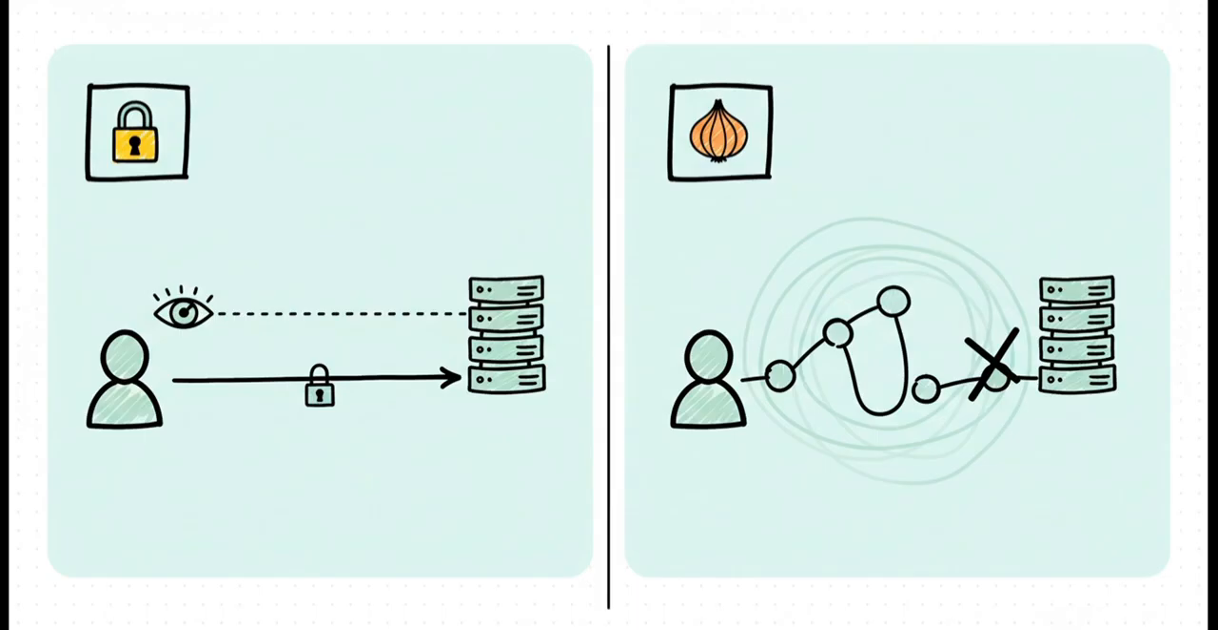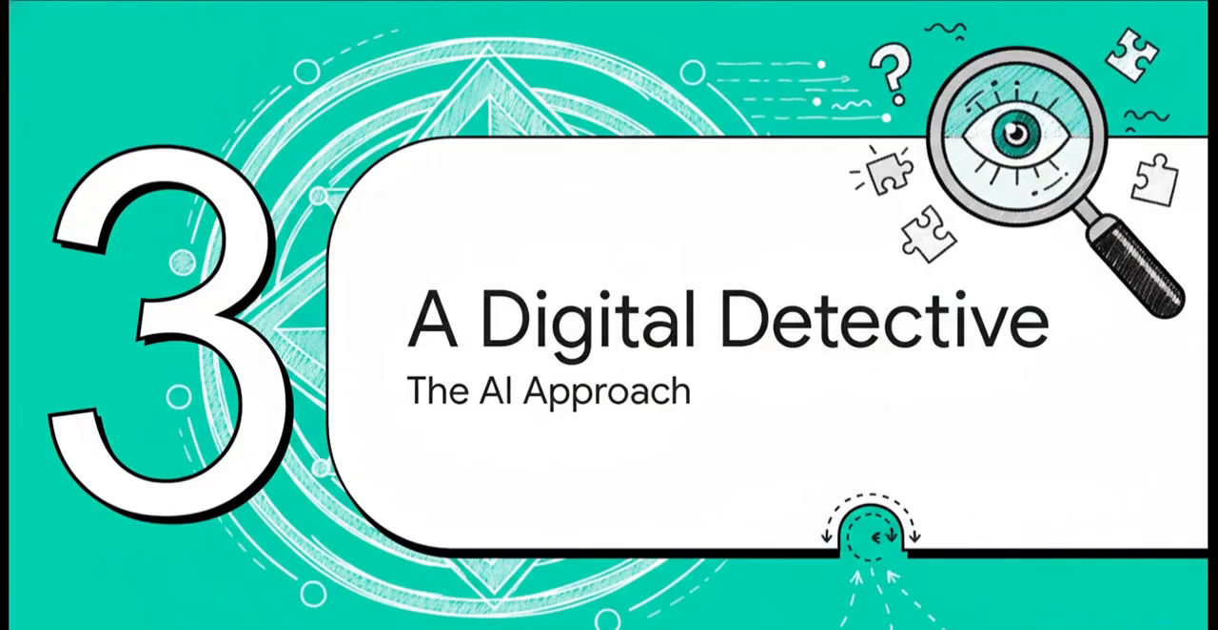But with Tor, it's a whole different ballgame. Your traffic gets wrapped in multiple layers of encryption and then bounced between a series of volunteer-run computers all around the world. So an observer, all they can see is that you're using Tor. Your final destination is buried deep, deep inside that digital onion. Now, this layered defense seems pretty much impenetrable, right?